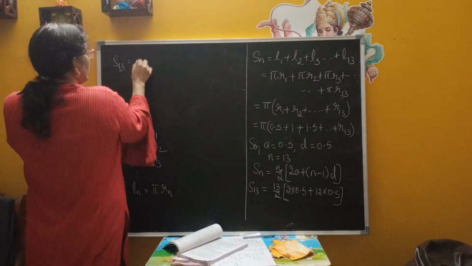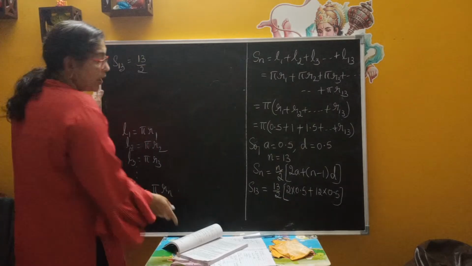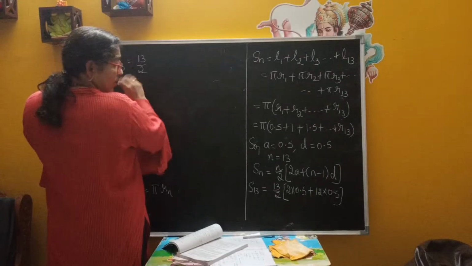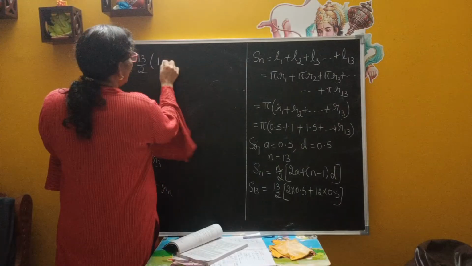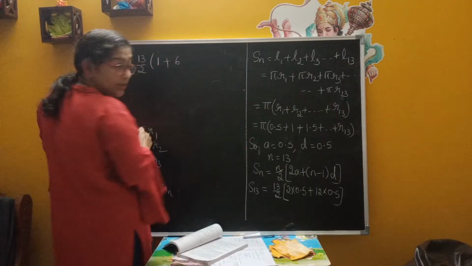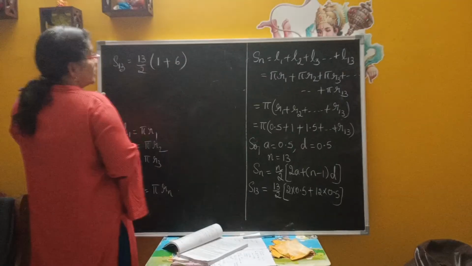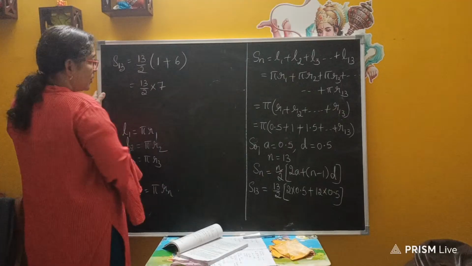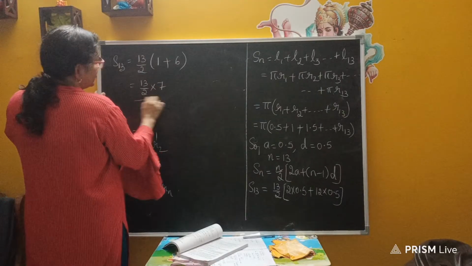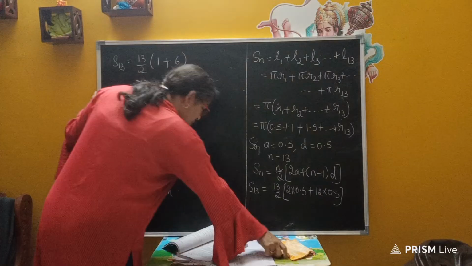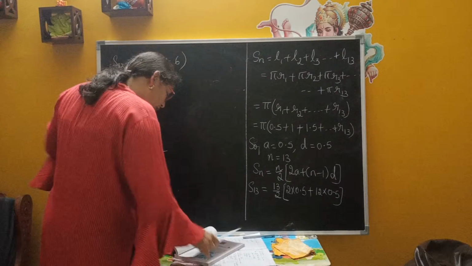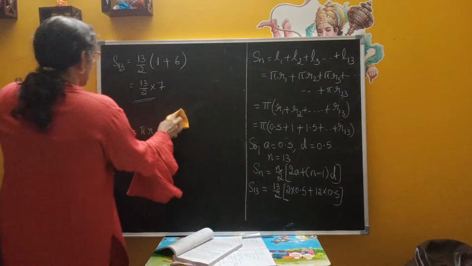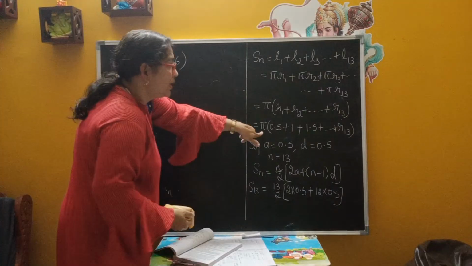So S13 is 13 by 2, let us keep as it is, into (2 into 0.5, that is 2 times half, which is 1, plus 12 times half, which is 6). So it is 13 by 2 into (6 plus 1), which is 7. Let us keep this as it is. This is S13. Now we need to find the total length of 13 consecutive semicircles. We have to multiply by the value of pi.